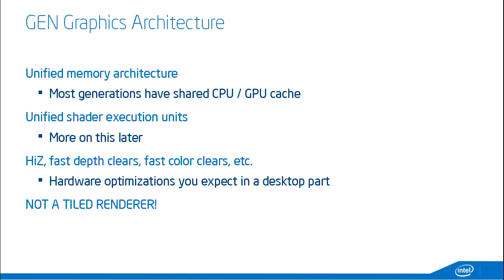Our hardware architecture is in kind of an unusual middle land between the variety of other hardware architectures that exist. On the one hand, we have a unified memory architecture like most mobile parts. But on the other hand, we're not a tiled renderer like most desktop parts. So we have a whole bunch of the usual sorts of hardware optimizations for non-tiled renderers that you expect from a desktop part while still being UMA. We also have unified shader execution units for the most part.